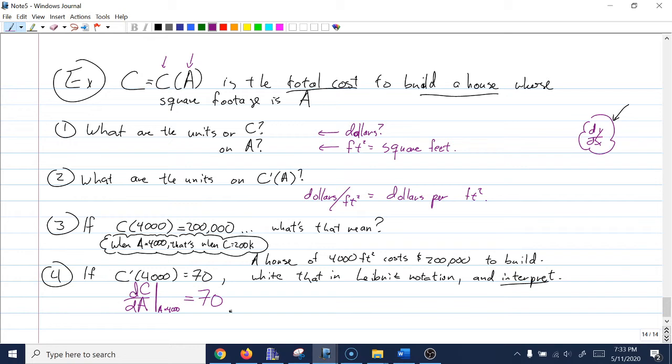Cool. How do I interpret that? It helps a lot to have the units in mind, although that will lead us down the wrong path first. Something is $70 per square foot. It'll be tempting to say the house costs $70 per square foot, but that's not right. It costs $200,000. 200,000 divided by 4,000 is 50, not 70. So this can't be right. The total cost of the house is not $70 per square foot of the house.